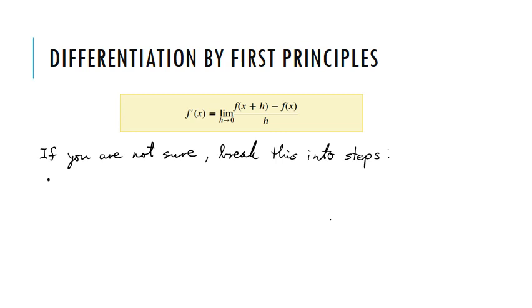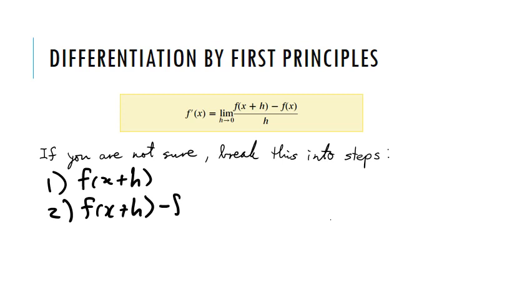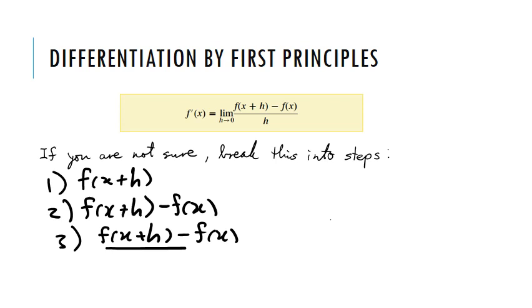So if you're not sure, I'll break it down into these steps. Number 1, find f of x plus h. Number 2, do f of x plus h minus f of x. Number 3, you can kind of see where I'm going with this. Then divide it by h first. Once you've found that, then take the limit.